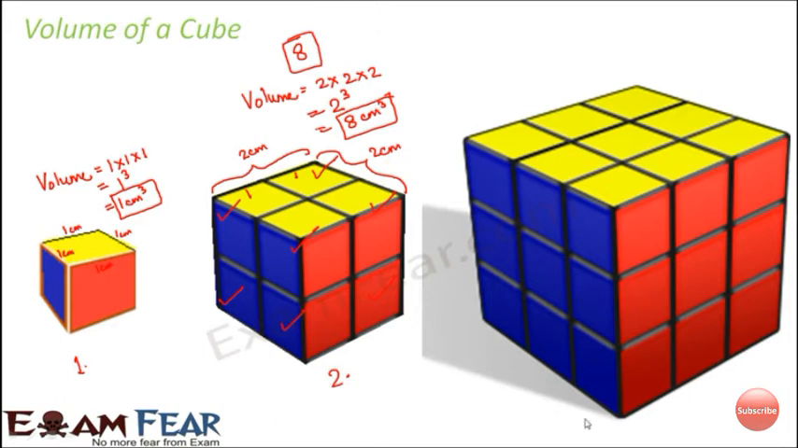Let's look at yet another scenario, scenario number 3, where you have even more cubes, but here also all of them together form a cube. So what do we see? How many cubes do we have? Let's count. 1, 2, 3, 4, 5, 6, 7, 8, 9, 10, 11, 12, 13, 14, 15, 16.